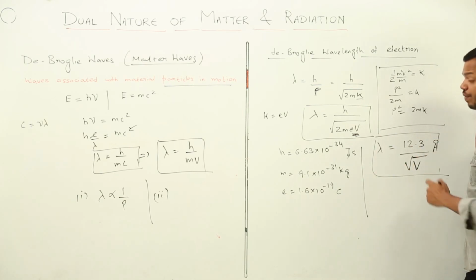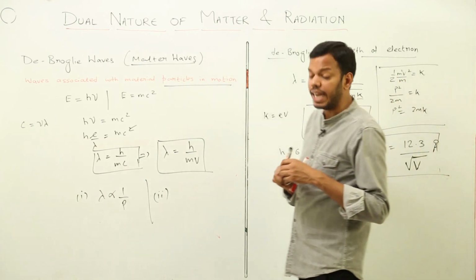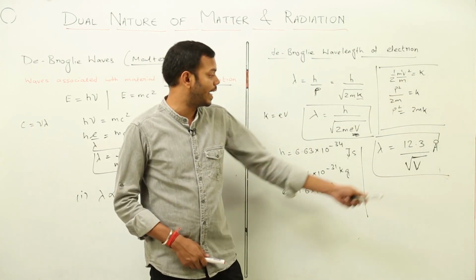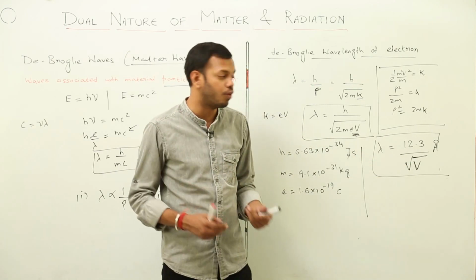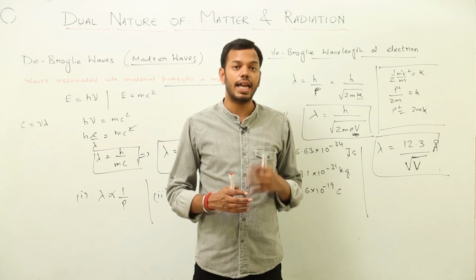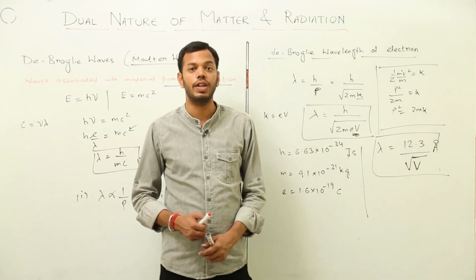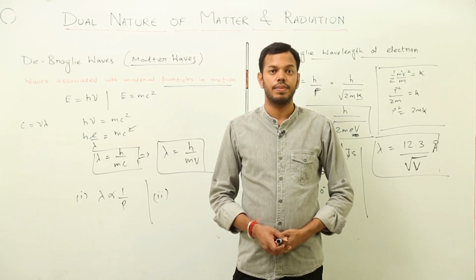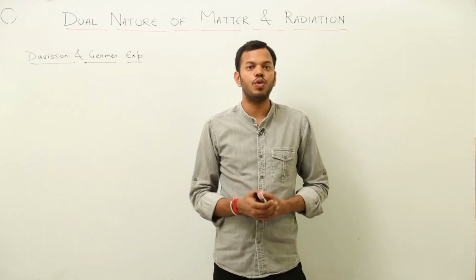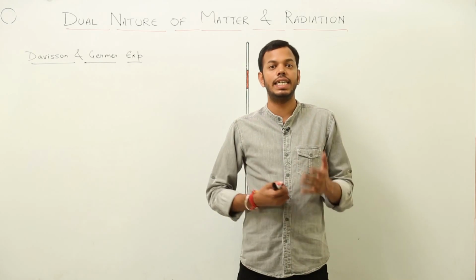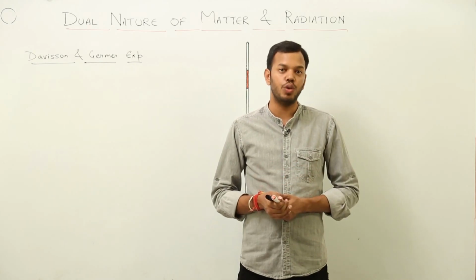So if I am accelerating the electron with any particular voltage, for example 10 volt, I can put the value of 10 here. If I am accelerating the electron by 100 volts, I can put 100 here, and that is how we will find out the de Broglie wavelength of an electron. Moving further, Davisson and Germer, this was the first experiment which clearly established that electrons have a dual nature.